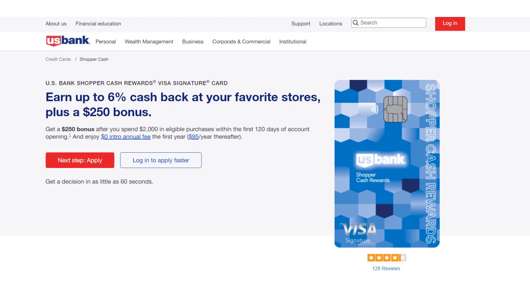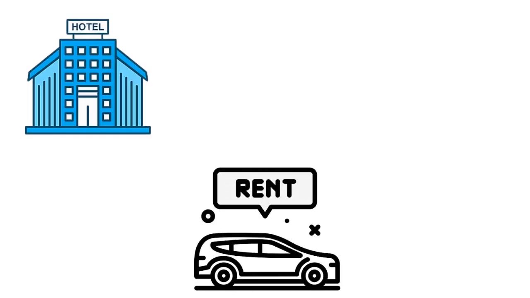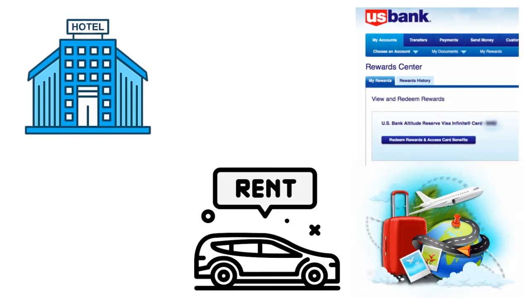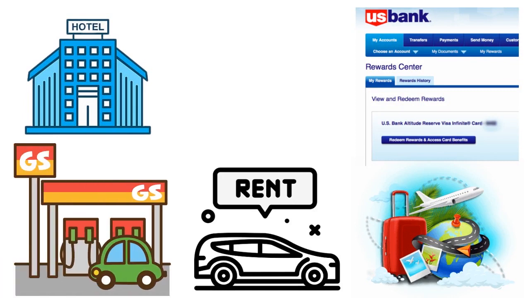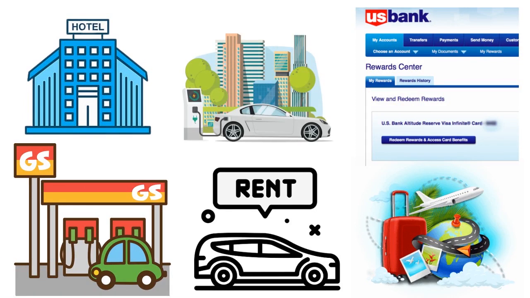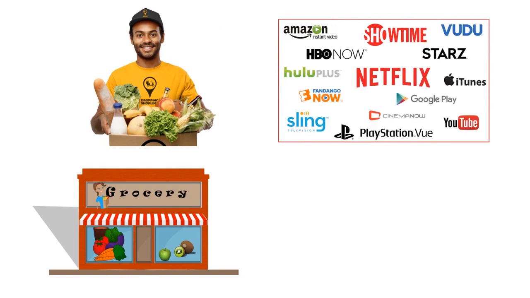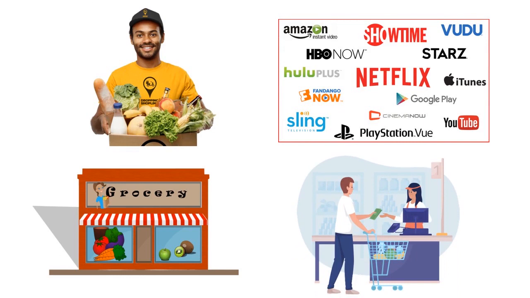It's a card that gives you a lot of flexibility too. You have 5x points on prepaid hotels and car rentals booked directly through the Altitude Rewards Center. You have 4x points on travel, gas stations and EV charging stations. You have 2x points at grocery stores, grocery delivery, dining and streaming services. You have 1x points on all other eligible purchases.